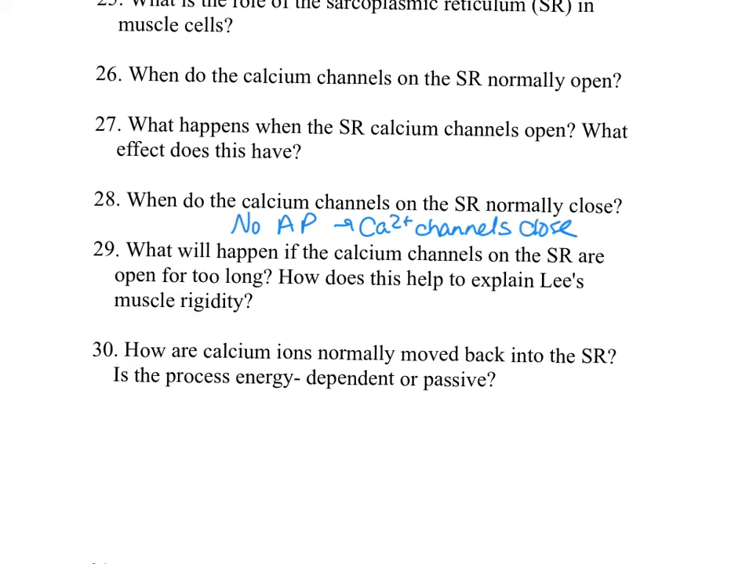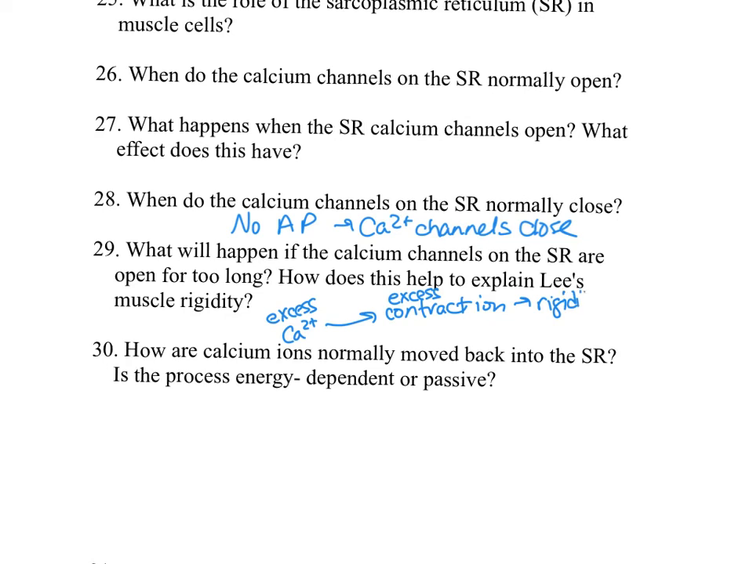Number 29. What will happen if the calcium channels on the sarcoplasmic reticulum are open for too long? How does this help to explain Lee's muscle rigidity? So as long as the calcium channels are open and calcium is being released, the muscle cell will continue to contract. So if there's excess calcium, that means that those muscles are contracting excessively, and that would lead to muscle rigidity where the muscles are contracted for too long.